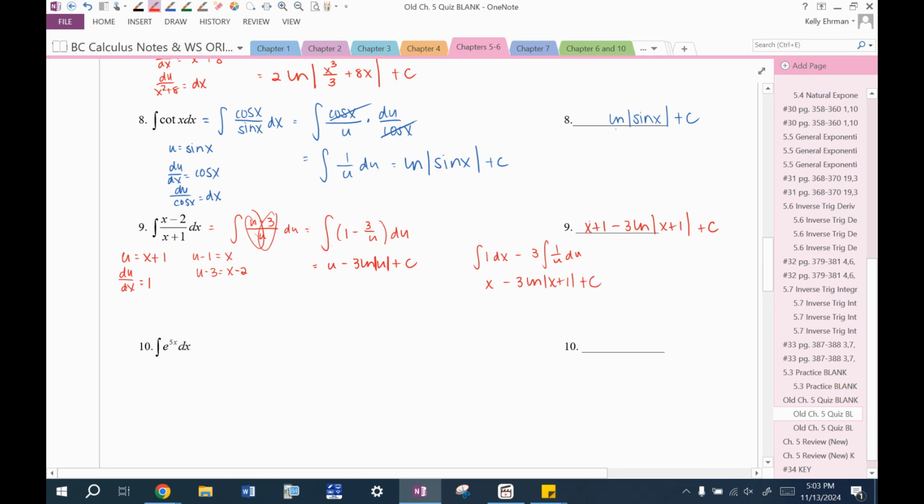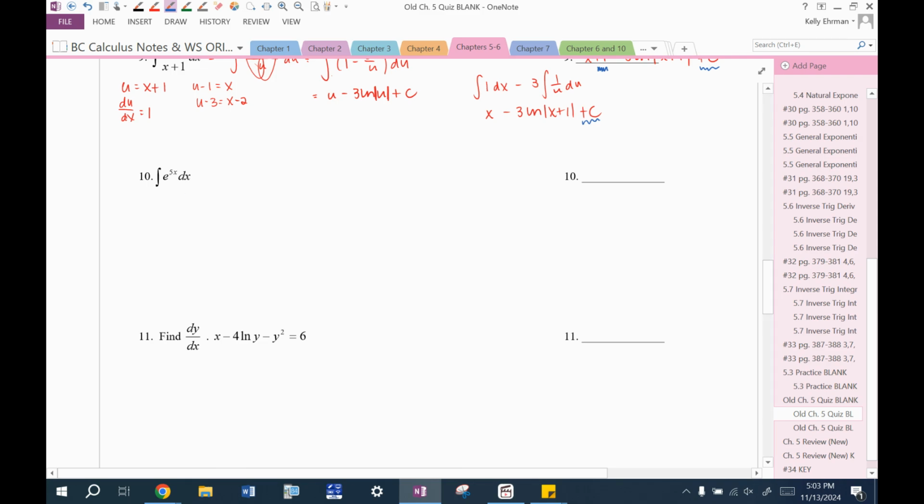The reason these are equivalent is because mine with the extra plus 1 is just a vertical shift of yours if you did it this way. And because the plus c can be plus any constant, mine's basically plus c plus 1. So that's fine. So I would take either one on that. It doesn't matter.